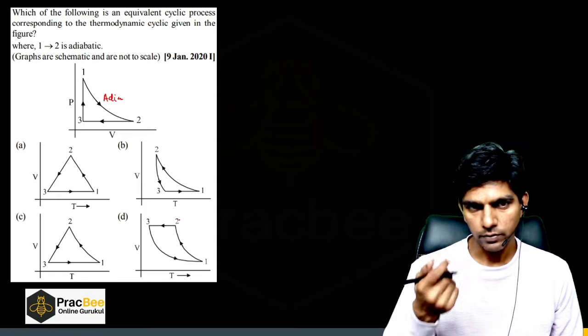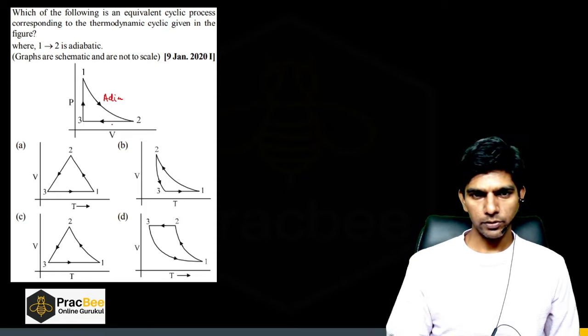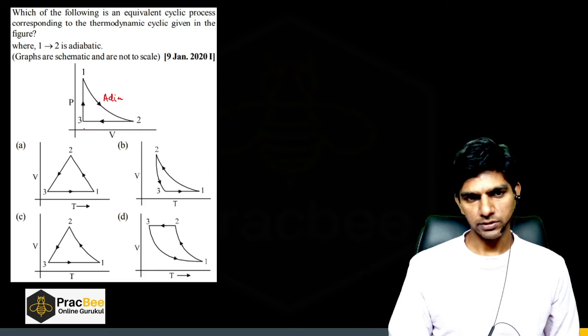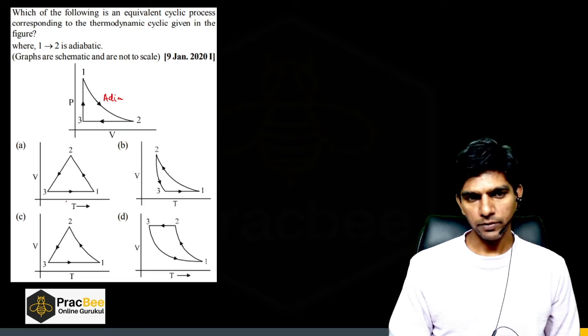Okay, right. So here, whenever we have such kind of a question, we can use elimination. So let us consider one particular process. Let us say 2 to 3, right? Now 2 to 3 is an isobaric process. So if I look at option A, 2 to 3, it's a VT graph. If it is isobaric, it will be a straight line. Right, so 2 to 3 is a straight line, and again here the volume is decreasing. So in option A, the graph is correct. Similarly, in option C, the graph is correct, 2 to 3.